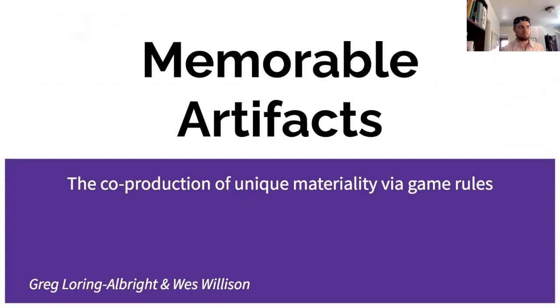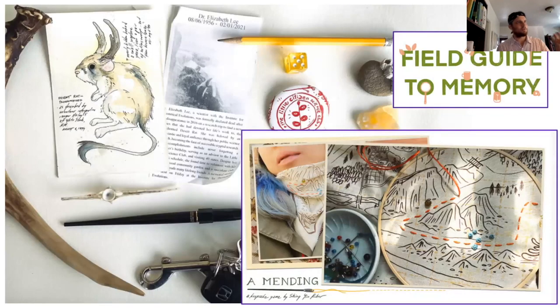This is Memorable Artifacts, the co-production of unique materiality via game rules. And the core of this talk is about keepsake games. We're going to dig into what that term means, but this is an example of two keepsake games, Field Guide to Memory. The background picture is from Field Guide to Memory.